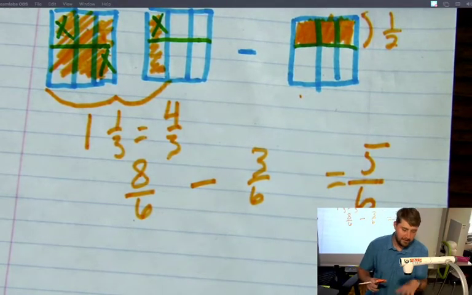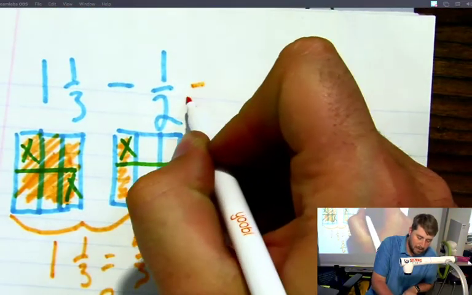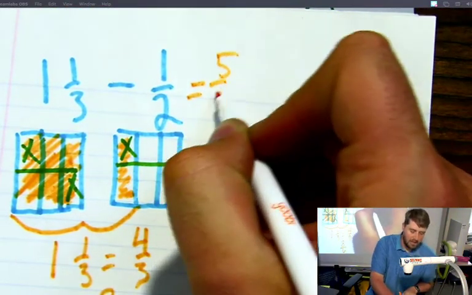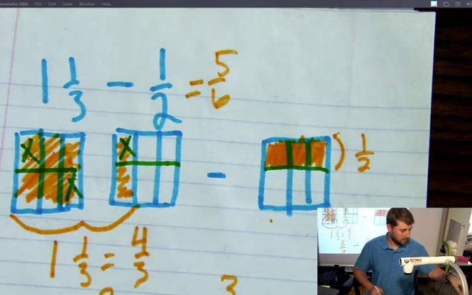Awesome. I love it. So our last step is just to also put our answer up at the top. And our problem is 1 1/3 minus 1/2 equals 5/6. All right. Feeling good? I'm feeling good.